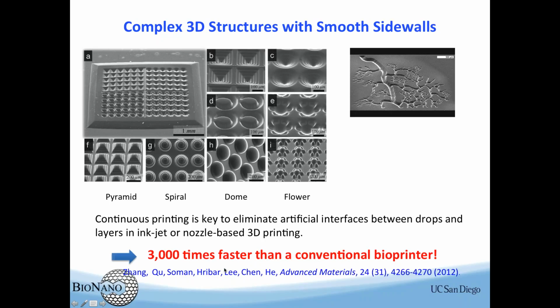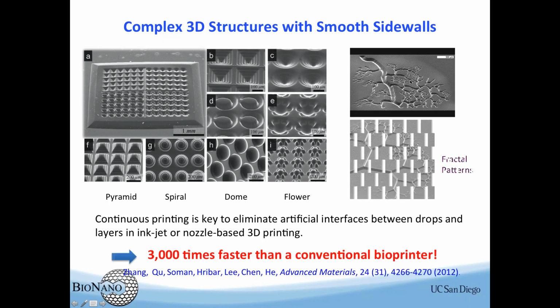Okay. So I call this 3,000 times faster because really you don't have XY scanning. You also don't need to stop for the Z direction. And this whole thing can be printed in a matter of seconds instead of hours. And this speed, again, is very important if you are encapsulating cells in the gel, right? Because you don't want the cells to be outside the culture medium for too long. And this fractal pattern, I guess, is just for fun for us to create these engineered structures.